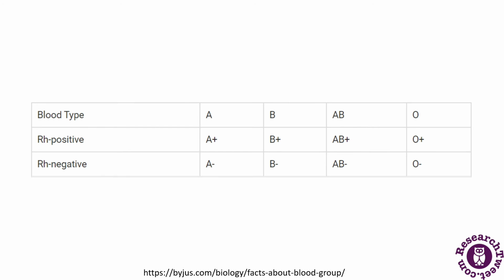Now, this is the blood type and the RH positive and RH negative groups. If we talk about blood group A and the RH factor is present in the individual, it will be termed A positive. Similarly there are B positive, AB positive and O positive. And if the RH factor is absent from the individual, it will be termed negative. For example, A negative, B negative, AB negative and O negative. So the absence and presence of the RH factor leads to the positive and negative signs.